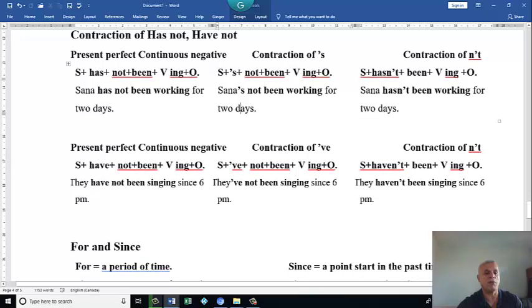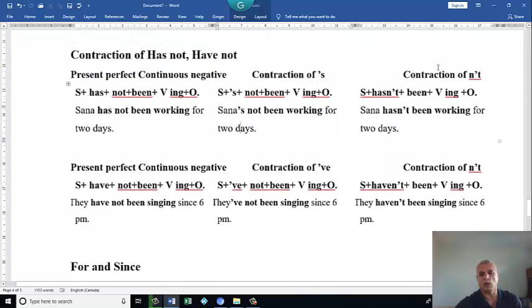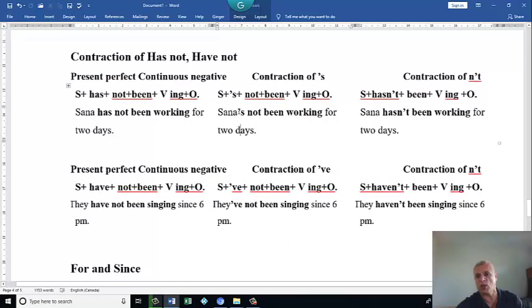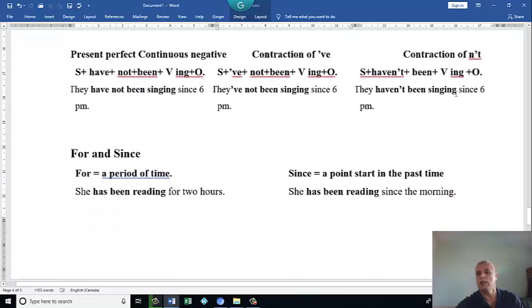Similar thing for have not. They have not been singing since 6 p.m. They've not been singing since 6 p.m. You see here, just take out the HA, then put an apostrophe. Same thing with has. You delete the HA, then you put the apostrophe, connected, and it's going to be one word. Or you could say, they haven't been singing since 6 p.m.